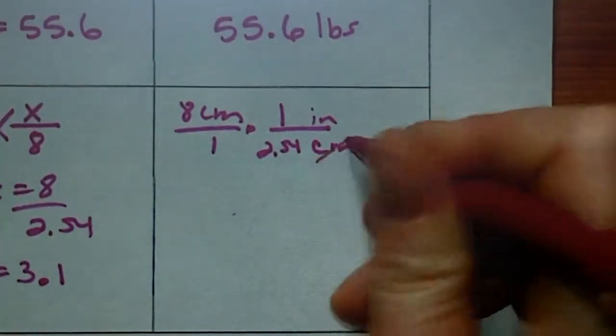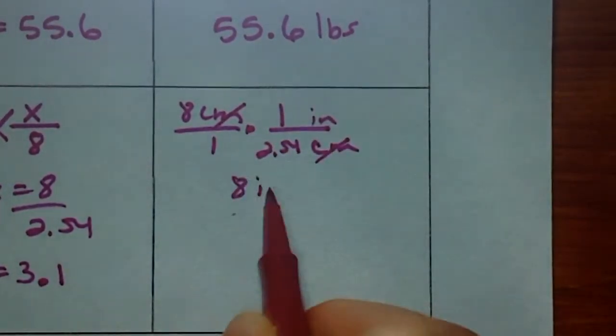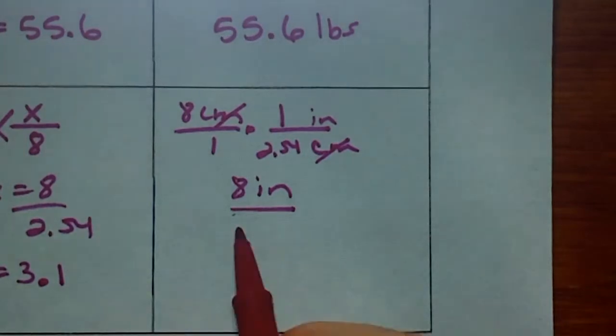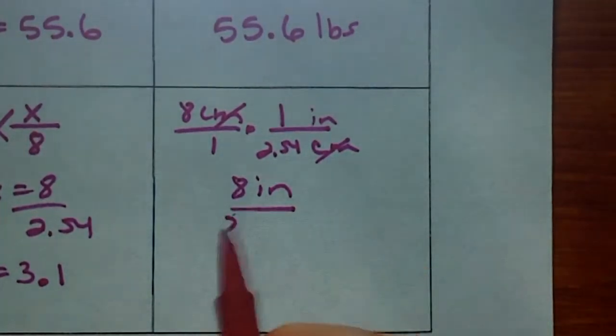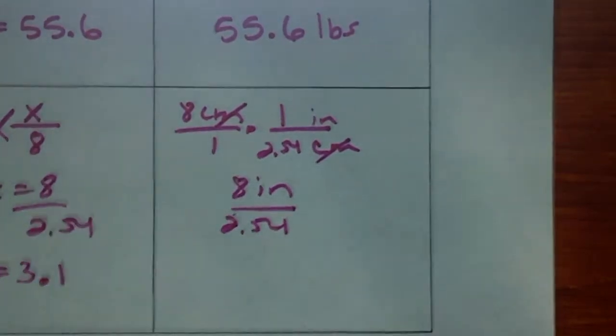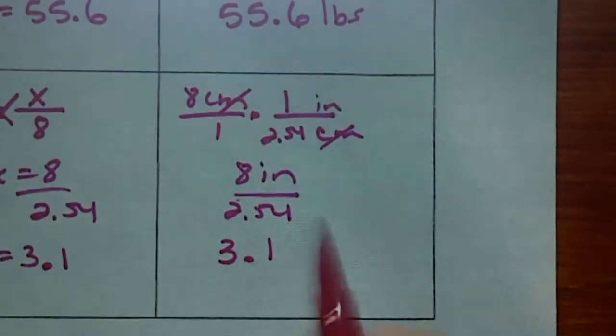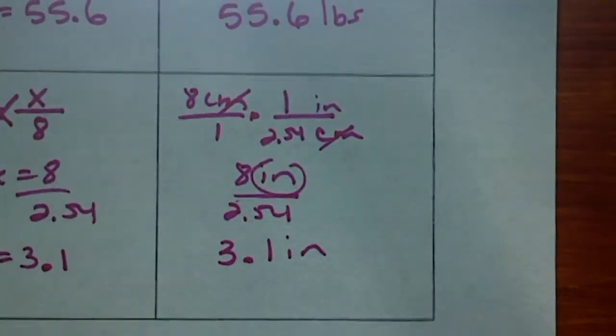Before I multiply across, I'm going to cross cancel that unit. 8 times 1 inch is 8 inches. 1 times 2.54, units gone, is 2.54. We need to take 8 divided by 2.54, and we get rounded 3.1, and we still have inches left.